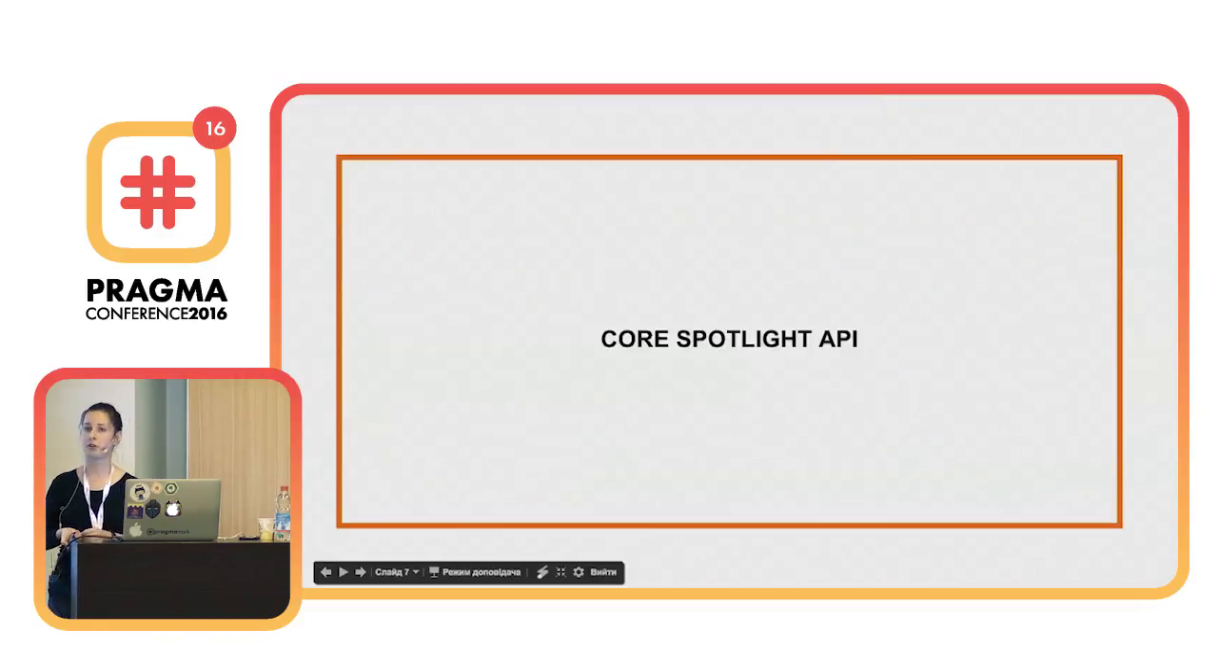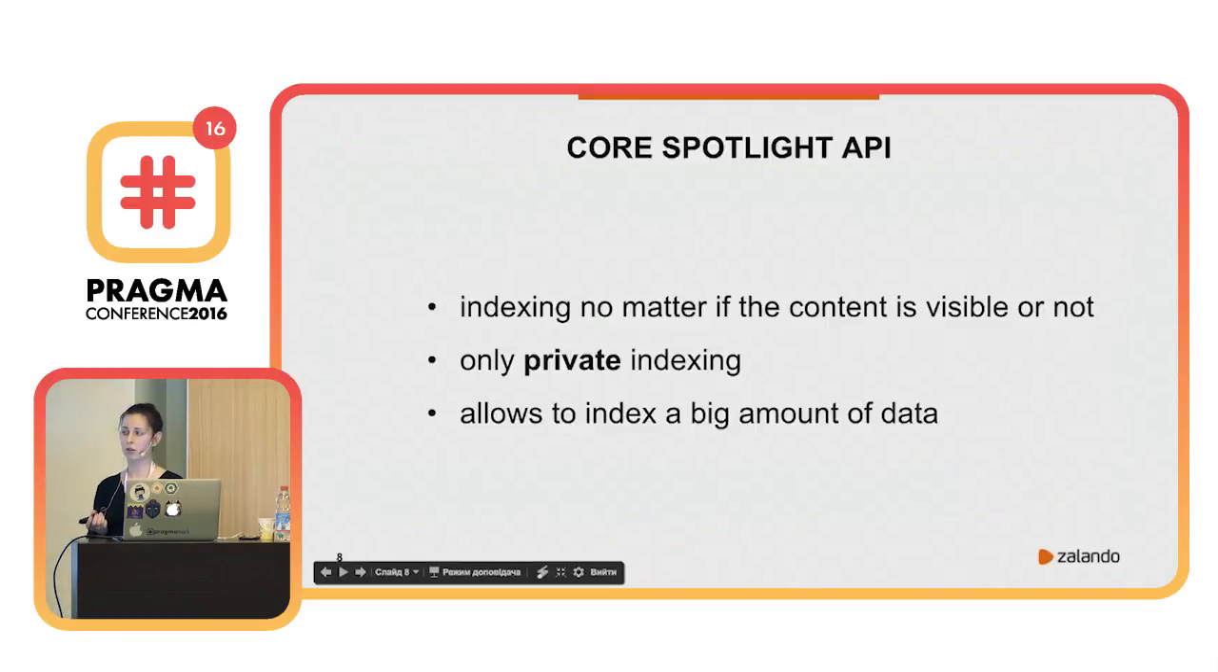First one is the Core Spotlight API. The main goal of this Core Spotlight API is to index a huge amount of data. For example, you have 100 items, 1,000 items, 2,000 items. And they don't necessarily need to be on the screen to index them. You can index them in the background. Users shouldn't see them. And it's really powerful and useful.